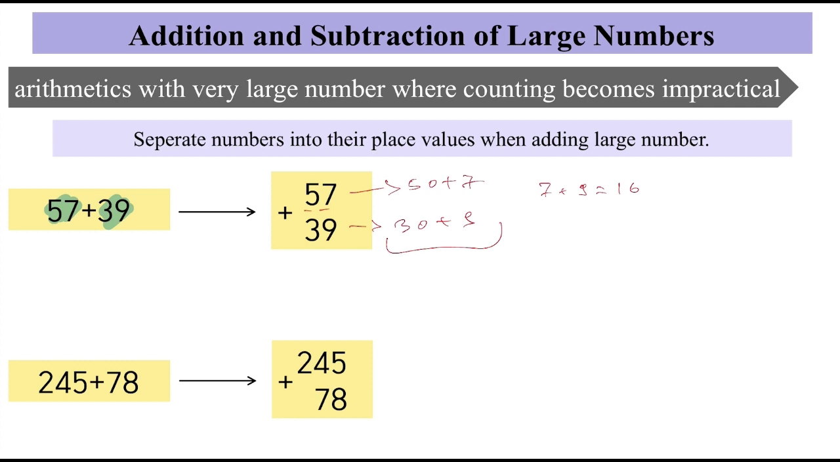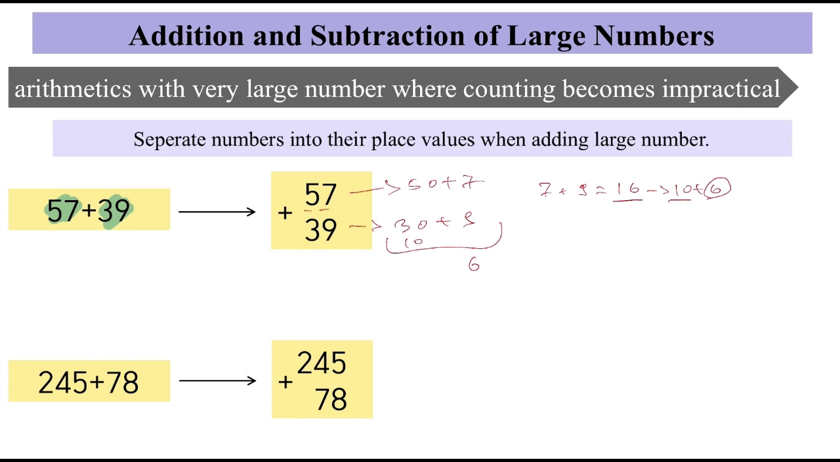16 is not a number that has only a units place because it has two digits, which are the tens place and units place. So we should also separate this number into its place values. Let's separate 16 into its place values. It would be 10 plus 6. So 6 would go to the units place, 10 would go to the tens place.